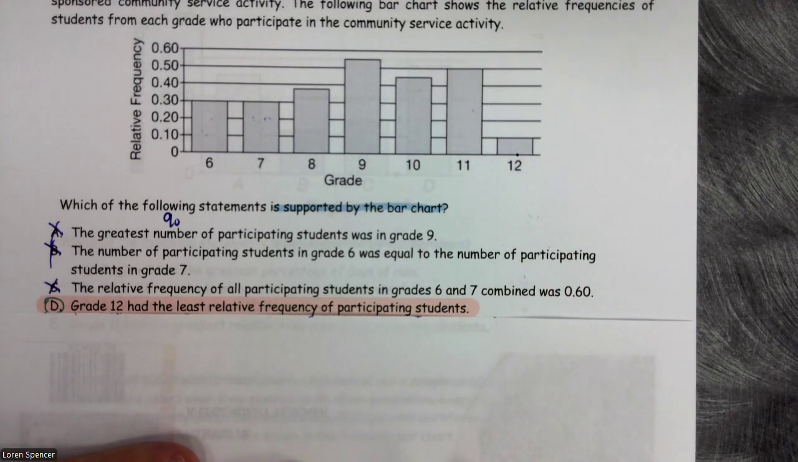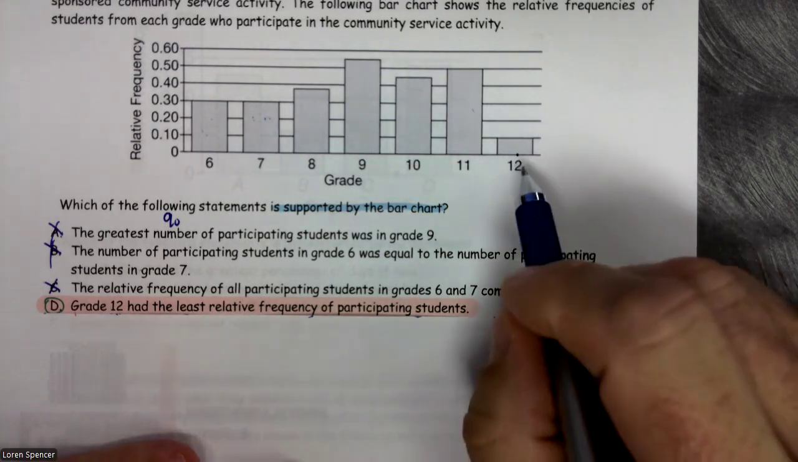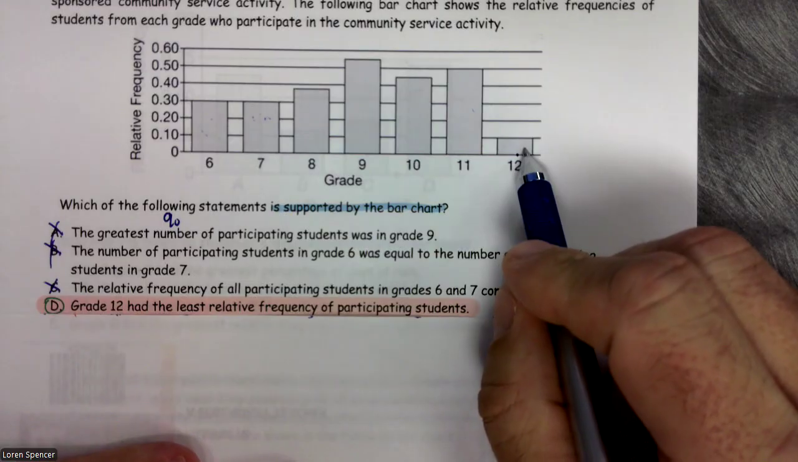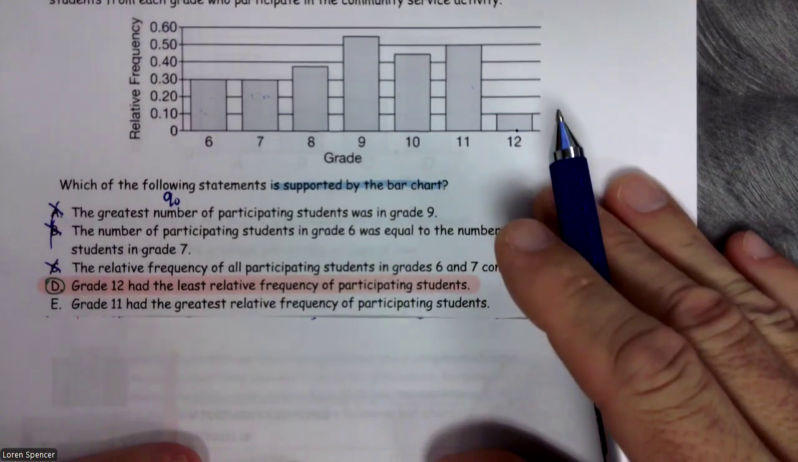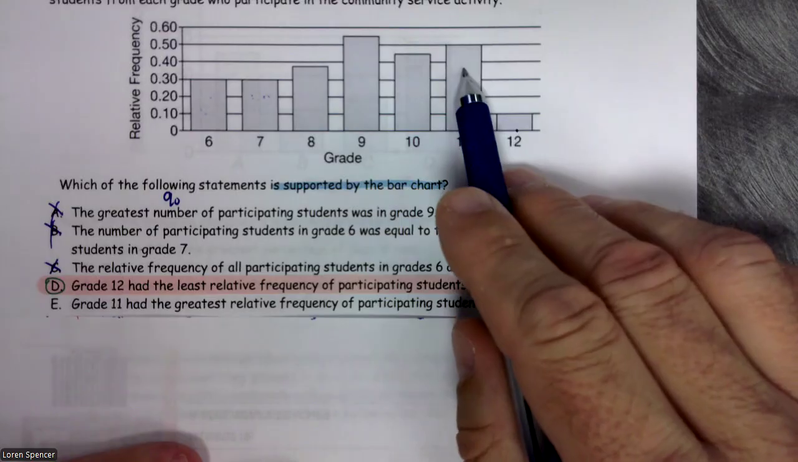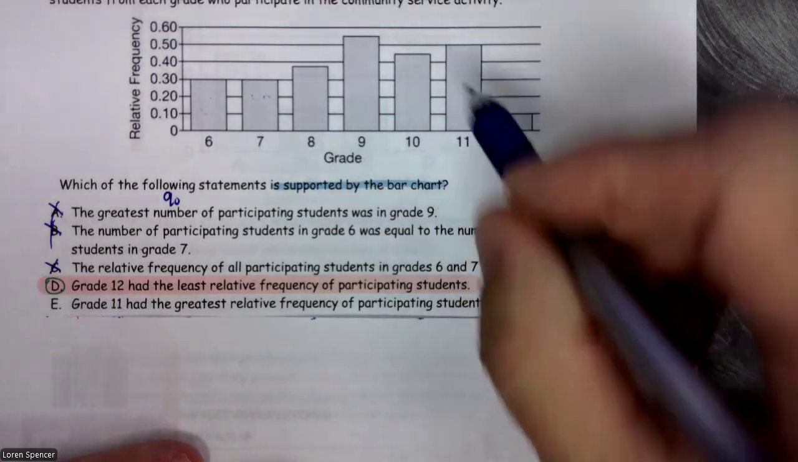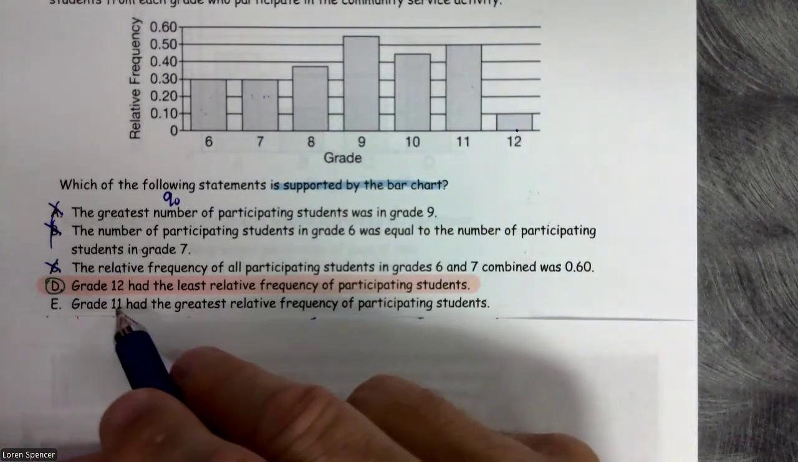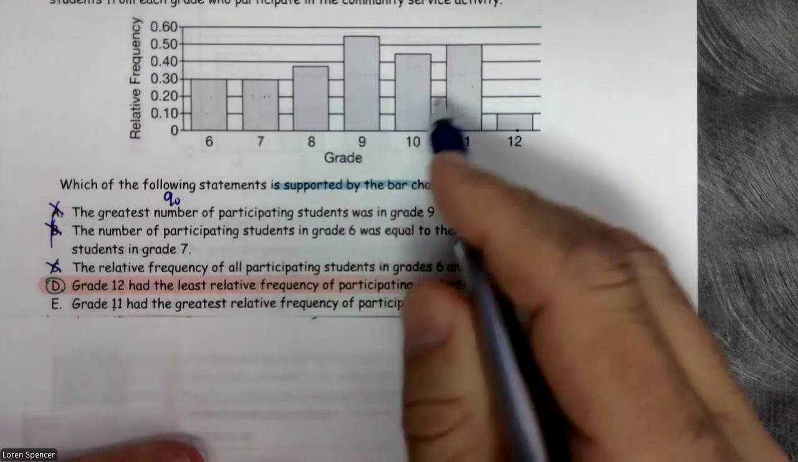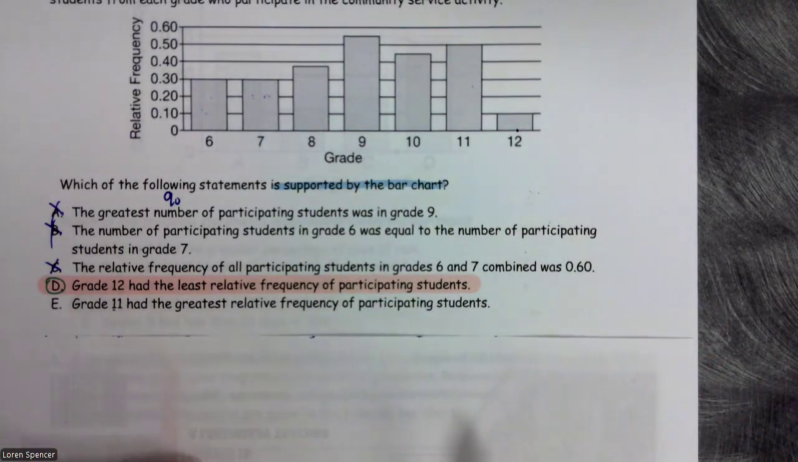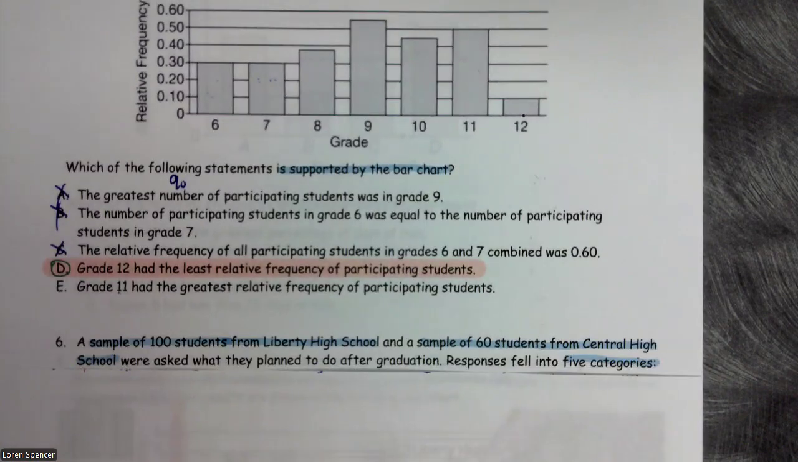Grade 12 had the least relative frequency. Yeah, they definitely had the smallest percentage. That's my answer. All right. And it says grade 11 had the greatest relative frequency. No, grade 9 had the greatest relative frequency. So if this had been 9, it's true, but because it's 11, it's false. So our best answer for 5 is D.